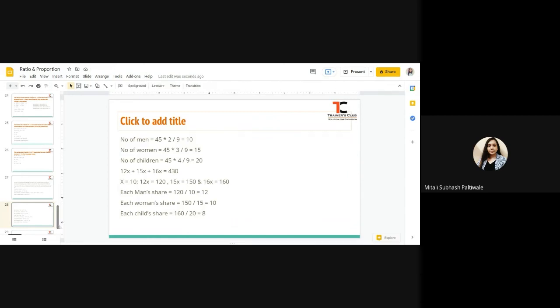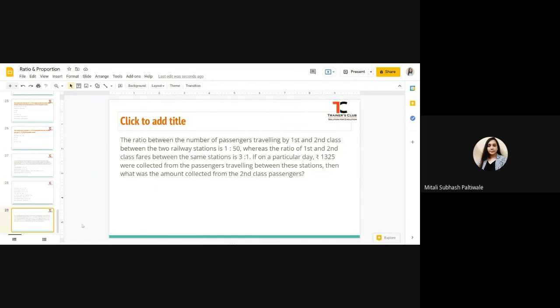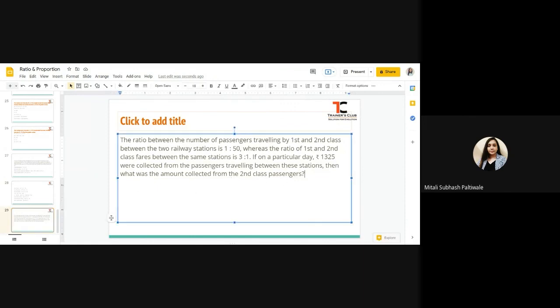Now let's move a little more ahead and find out the last question. The ratio between number of passengers traveling by first class and second class between two railway stations is 1 is to 50, whereas the ratio of first and second class fares between the same stations is 3 is to 1. If on a particular day rupees 1325 were collected from the passengers traveling between these stations, then what was the amount collected from the second class passengers?